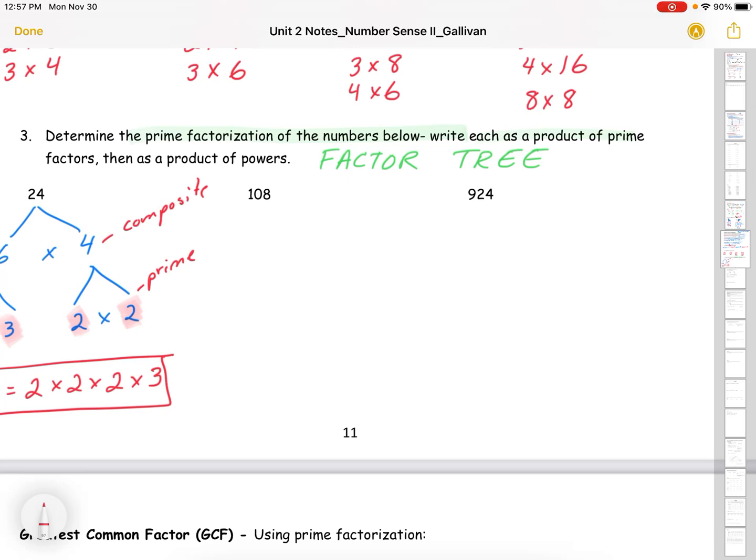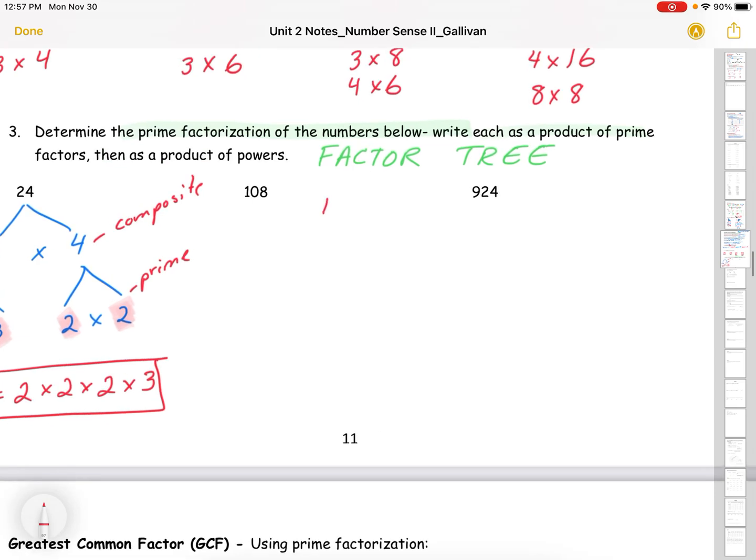I have 108. So I'm going to put it over here, 108. Let's see, I'm going to divide it by 9. And I'm lucky, it is divisible by 9. It's 9 times 12. Okay. Now, 9 and 12 are both composite. So if I factor those further, 9 is 3 times 3, and 12 is 3 times 4.